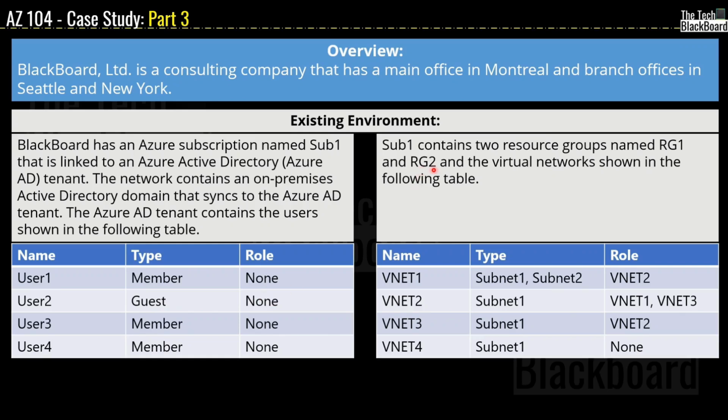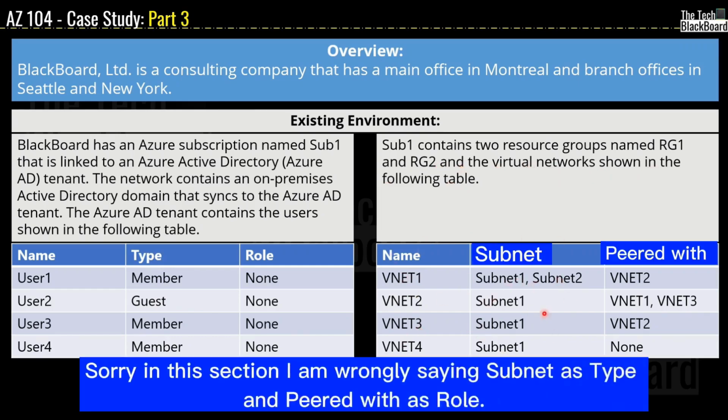Moving on, the case study says that Sub1, which is the subscription, contains 2 resource groups named RG1 and RG2 and the virtual networks shown in the following table. Here we see that we have 4 virtual networks. Types are also given, and then we are also given the role. So we have VNet1 which has a type of subnet 1 and subnet 2, and the role is given as VNet2. Similarly, we have VNet2, VNet3 and VNet4. All of them are of type subnet 1. The role is distinct and you can note it here.